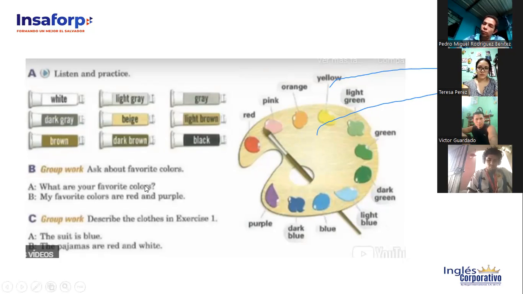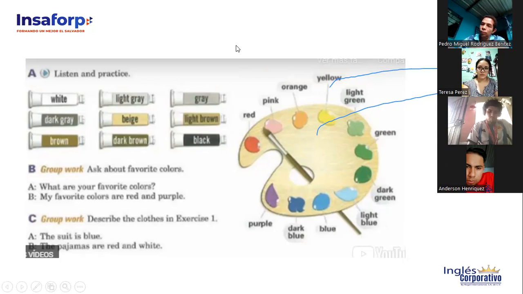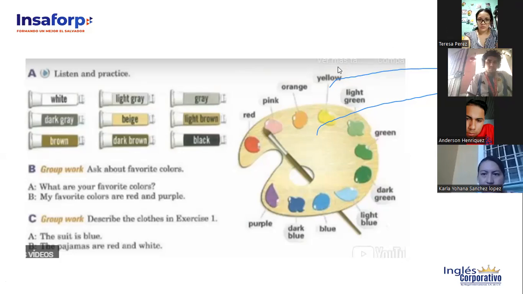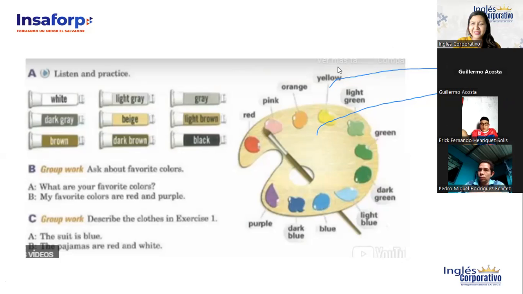And in this moment, I would like someone who can tell me all the colors. Who can tell me all the colors? One person to tell me all the colors? One volunteer?